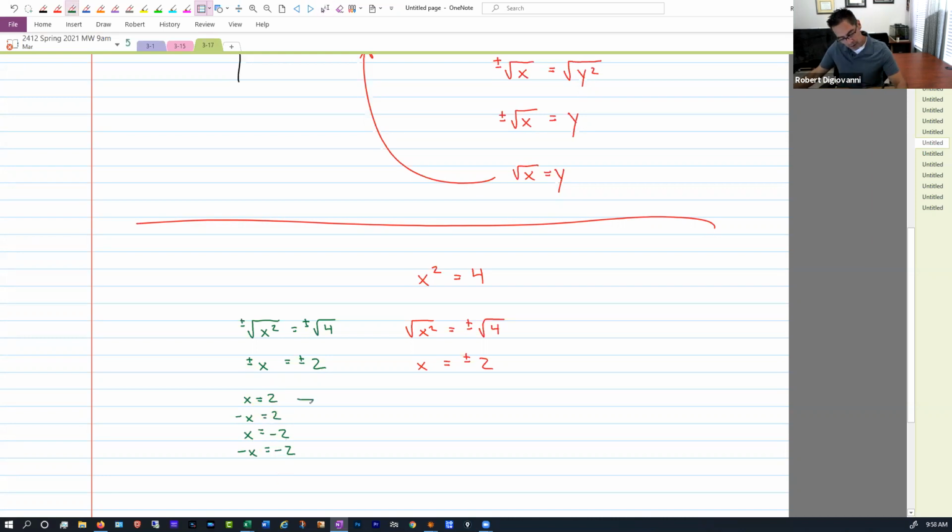And the answers I would get are: x is 2. This one would give me x is negative 2. This one would give me x is negative 2. And this one would give me x is 2. Do you follow that, Maddie? So we get the same two answers, 2 and negative 2, which is the same as this. So you're just really creating more work and you're not going to get any more solutions. You're just going to get the same two solutions you would get here. Good question.